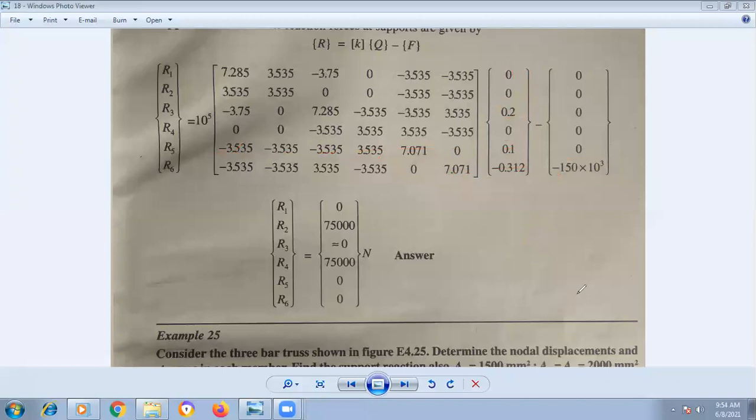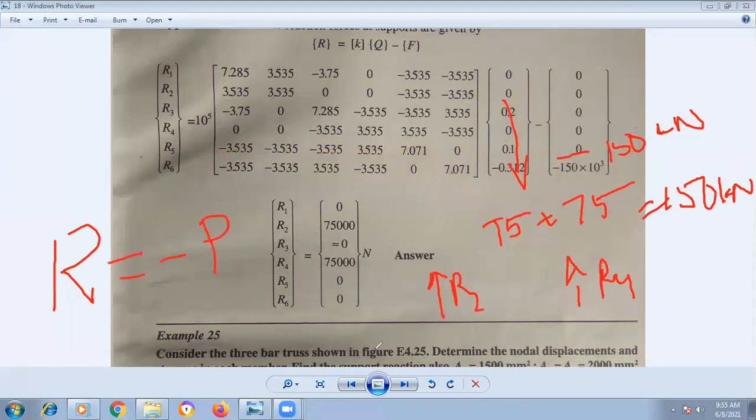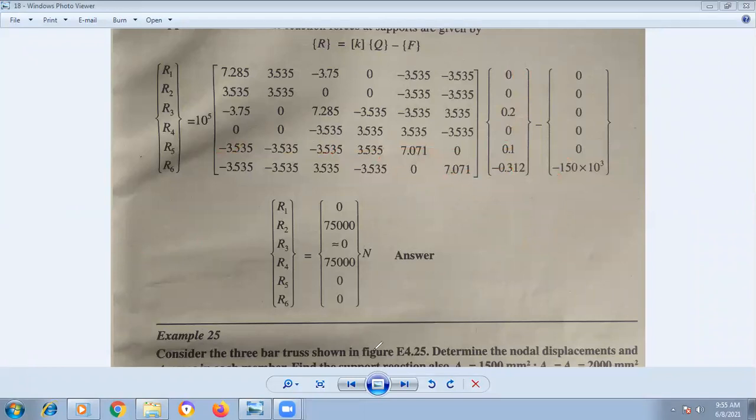So now we have forces R2 and R4. R2 plus R4 are equal to 75 plus 75, that is 150 kilonewton. The total applied load in the problem is downward, that is minus 150 kilonewton. By cross check, we have R equal to minus P. That means our reactions are correct. So this is how we solve a 3-element problem.